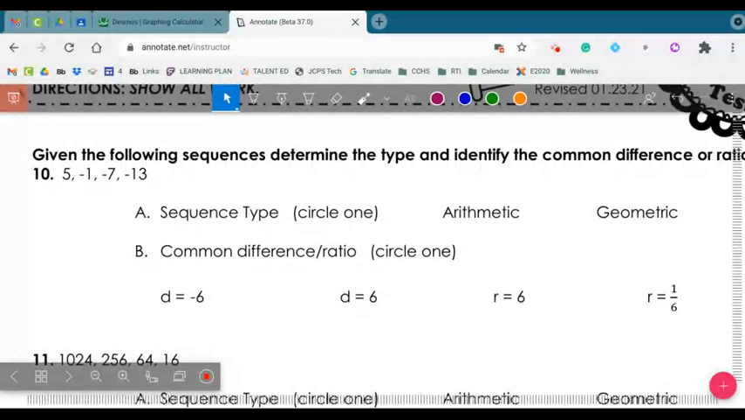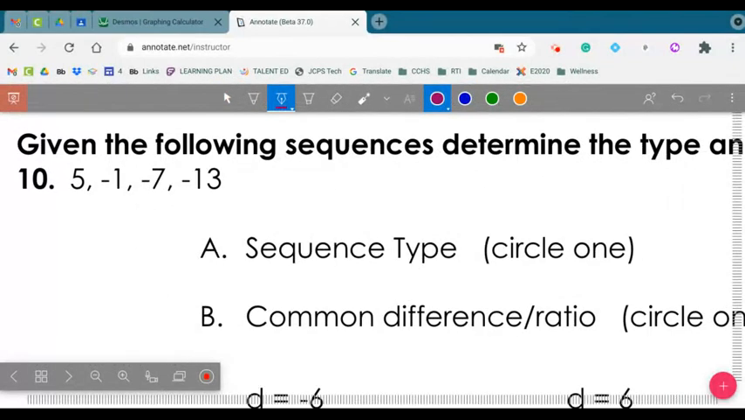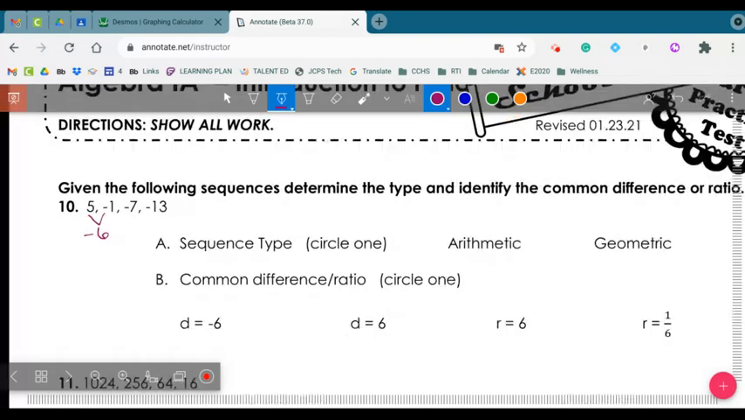First one says, given the following sequences, determine the type and identify the common difference or ratio. So on the first one, I go from 5 to -1 to -7 to -13. I'm subtracting 6. If we're subtracting, it's arithmetic. And if it's arithmetic, we have a common difference, and that common difference would be -6.